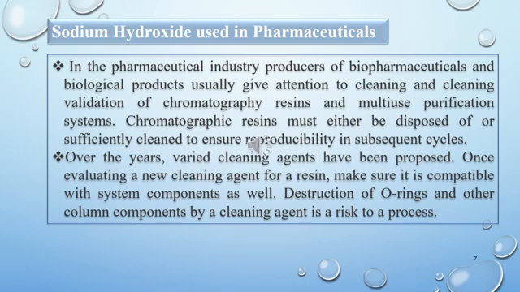Now the next point is, over the years, varied cleaning agents have been proposed. When evaluating a new cleaning agent for resin, make sure it is compatible with system components as well. Destruction of O-rings and other column components by a cleaning agent is a risk to the process. Dear students, for many years, scientists and industrialists have been trying different cleaning agents, and they are also preparing different cleaning agents.